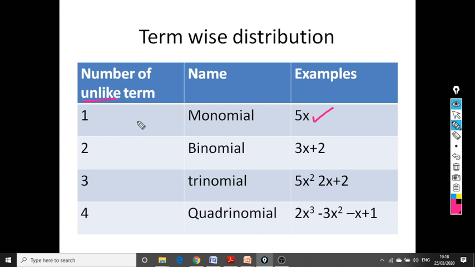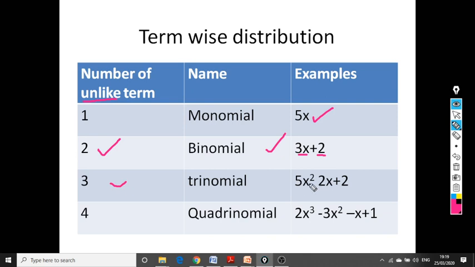If a polynomial contains two unlike terms, I again focus on unlike terms, 2x plus 3x is not a binomial, because they are like terms, it becomes 5x, so it is a monomial. As we have two terms, as you see here, 3x and 2, they are two different terms, that is unlike terms, it is known as a binomial. If a polynomial contains three terms, it is known as a trinomial.